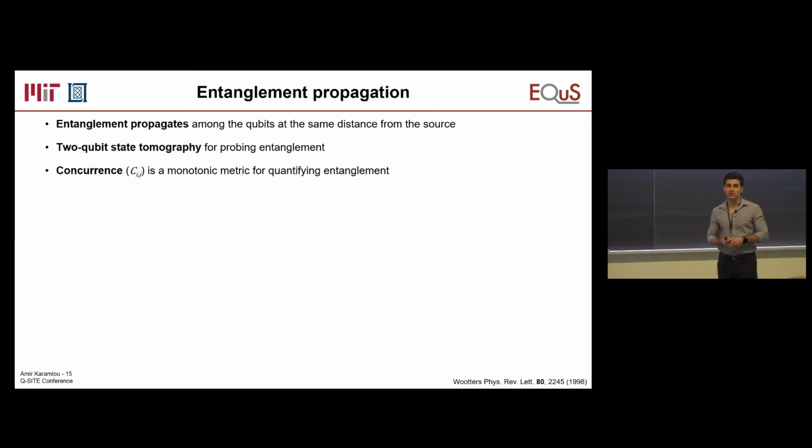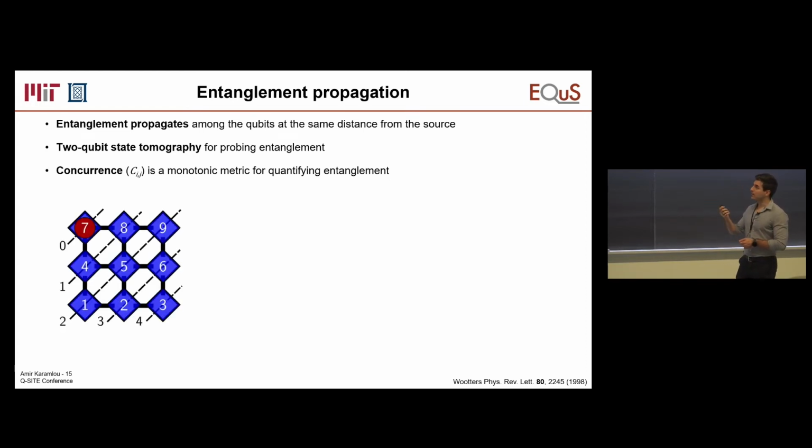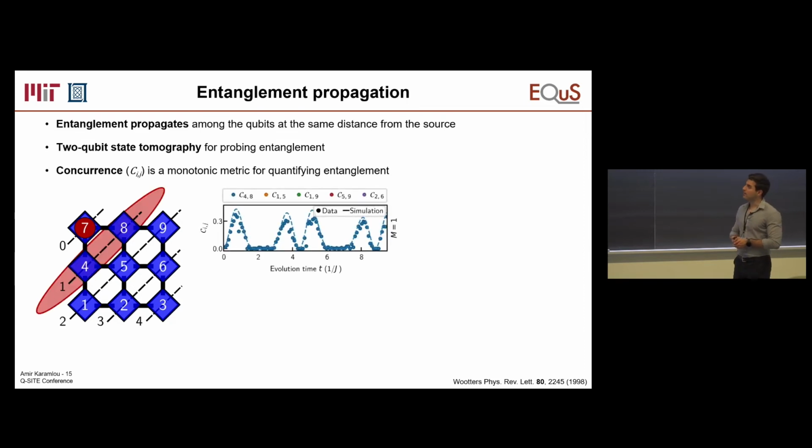What concurrence tells me is how much 2 qubits are entangled. If 2 qubits are not entangled at all, like they're in a product state, I'm going to get a concurrence of 0. And if they're maximally entangled, like a Bell state, I get a concurrence of 1. And then I get some value in between if they're partially entangled. Okay, so let's look at the concurrence plots that we get.